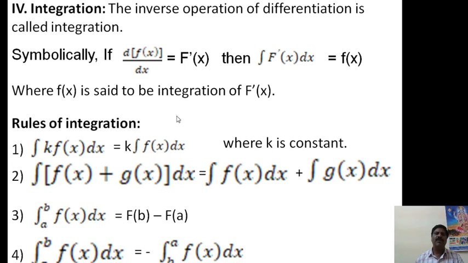Now coming to the rules. Integrations are of two types: one is definite integration, another is indefinite integration. Suppose a lower limit and an upper limit, that is initial and final values, are written and used, then it is called a definite integration, because the value will be definite.